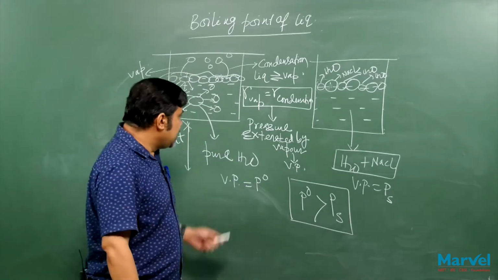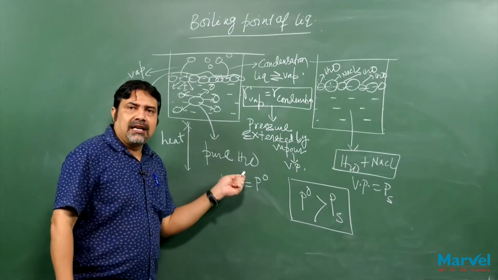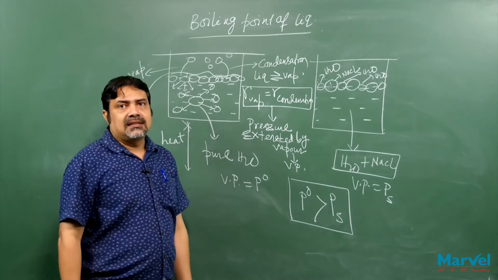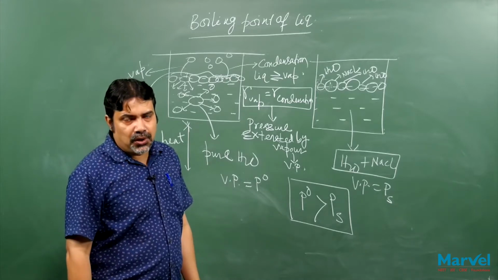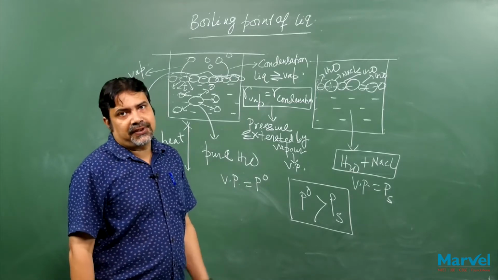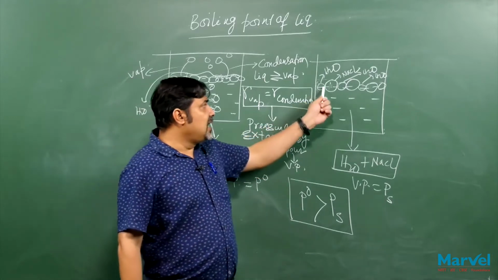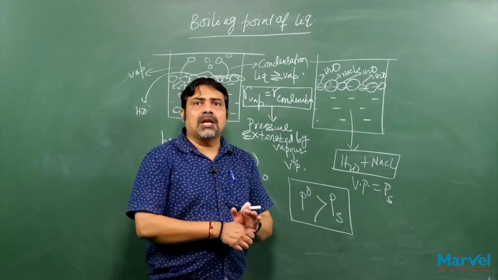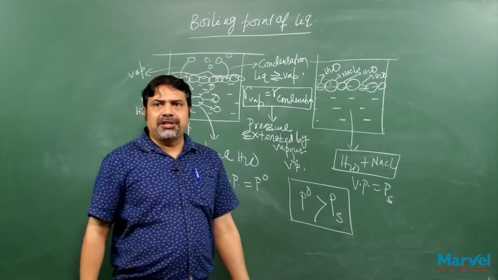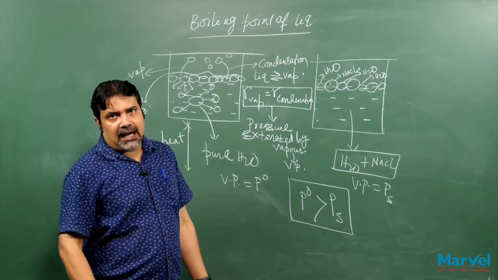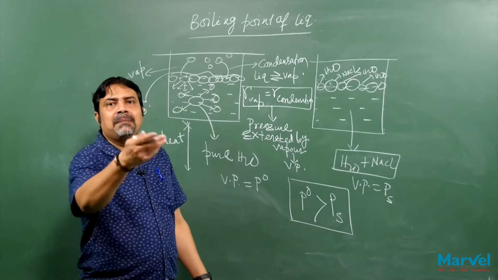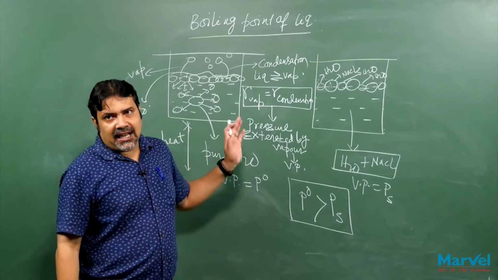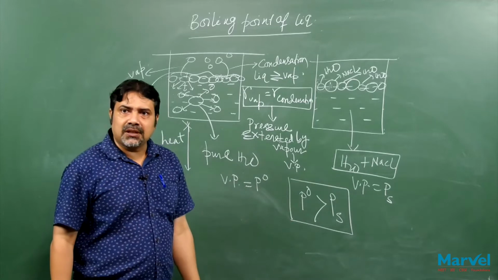So the pure solvent has a higher vapor pressure compared to the solution, as the availability of solvent molecules on the surface of the solution will be less, because in the solution, solute molecules are also there on the surface. As the availability of solvent molecules is less, the vapor generation will be less and the vapor pressure will be less. So the pure solvent always has a higher vapor pressure compared to the solution. Got the point, my dear?